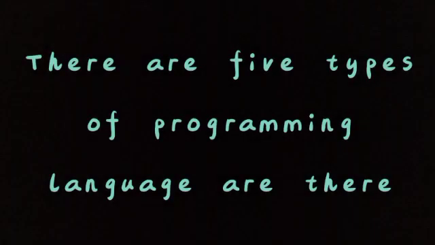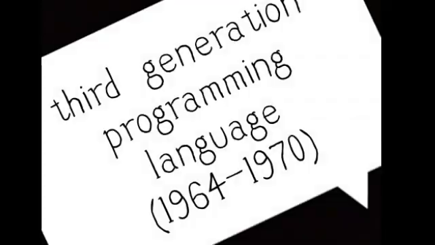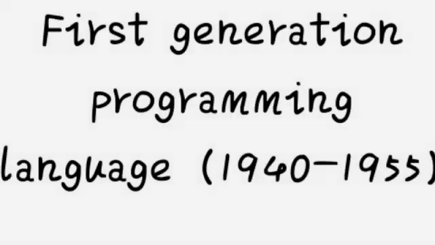There are 5 generations of programming language named as first generation, second generation, third generation, fourth generation, and fifth generation. Now let's talk about first generation of programming language.